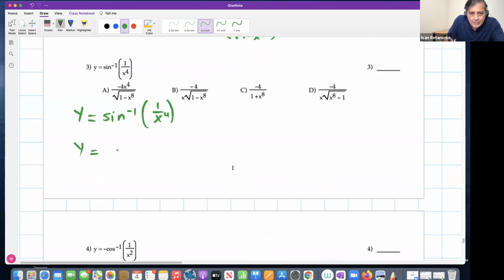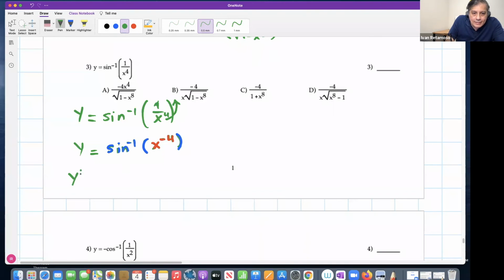When you see this right away, advice, rewrite this 1 over x to the 4 as x raised to minus 4. In other words, put this up here, right? Why are we doing this? Well, because I want this power form, so you can use the power rule, right? Power rule. Next step, identify clearly what is your outside function and what is your inside function. Outside function sine inverse, inside function x raised to minus 4.